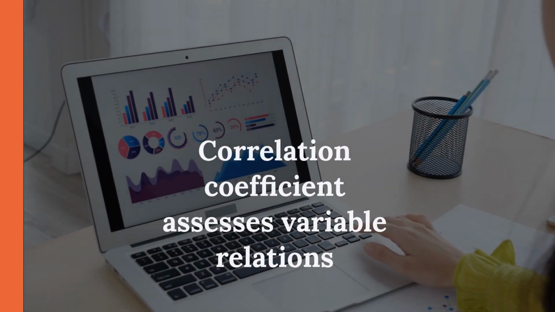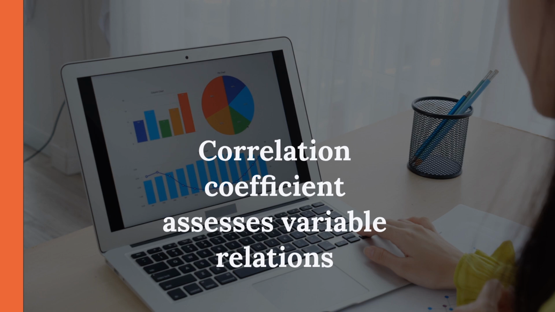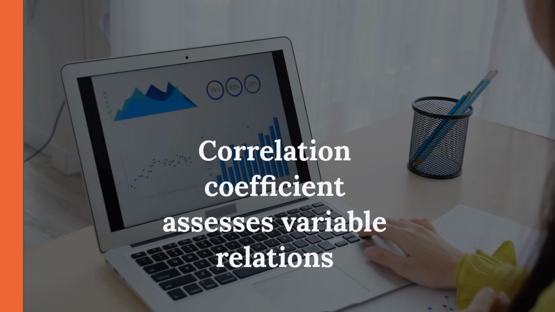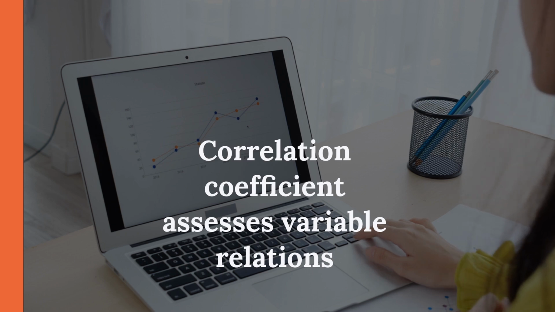The correlation coefficient measures the relationship between variables. Positive correlation means variables move together. Negative correlation means they move in opposite directions. Zero correlation indicates no relationship. Use this measure to assess variable interactions.